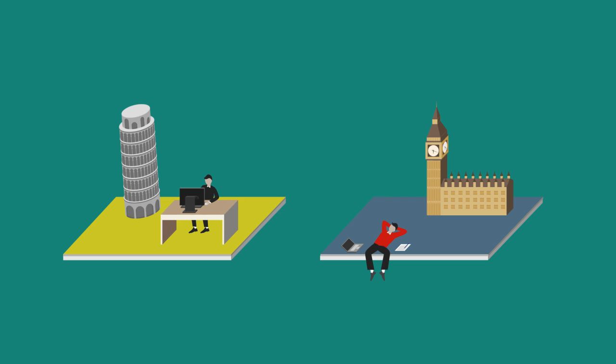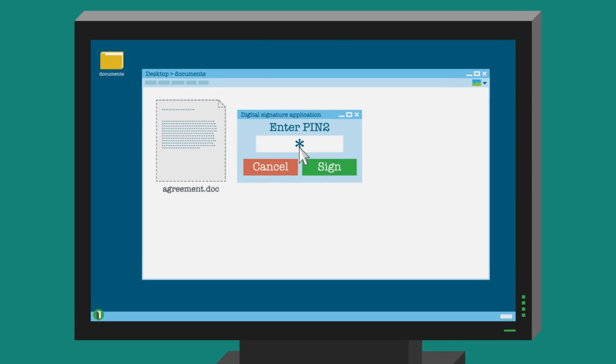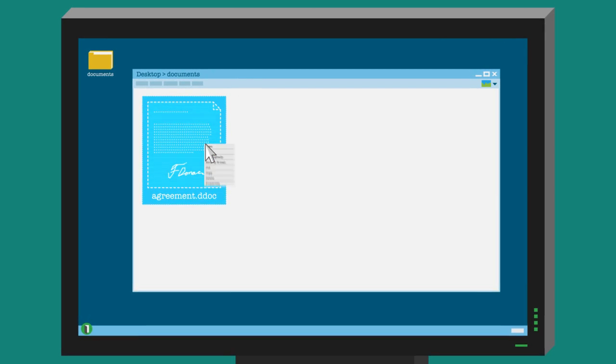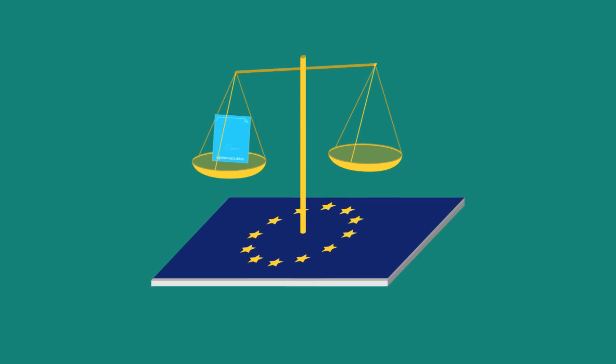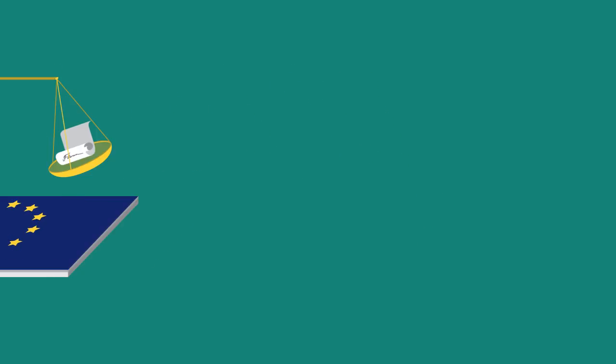Now, if Filippo and his business partner used digital signatures, they could close their deals in a matter of minutes, not weeks. They'd only need to select a document, right-click it, sign digitally using their secure PIN code, and then send it off by email. The process is completely paperless, and in the European Union, a digital signature is just as valid as one made with ink. But it gets even better.